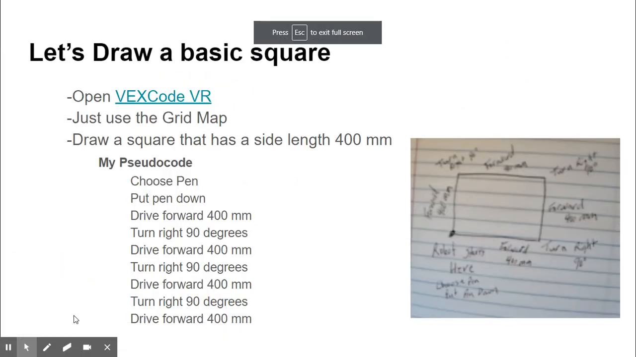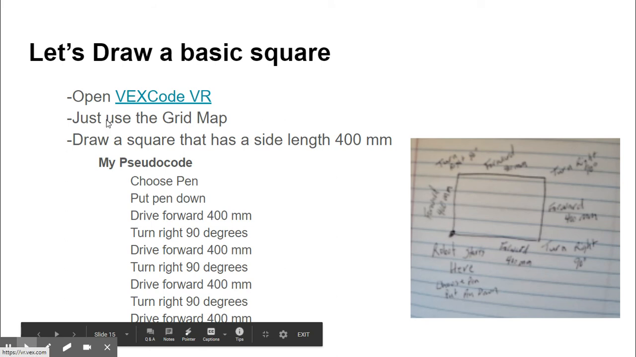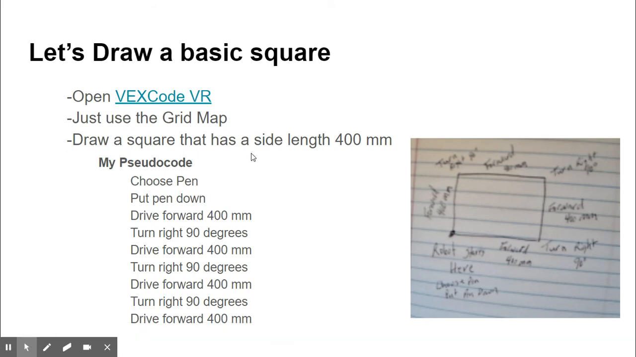So now we get to start. We're going to draw a basic square. We're going to open Vex Code VR. We're going to just use the grid map. Draw a square that has a side length of 400 millimeters.